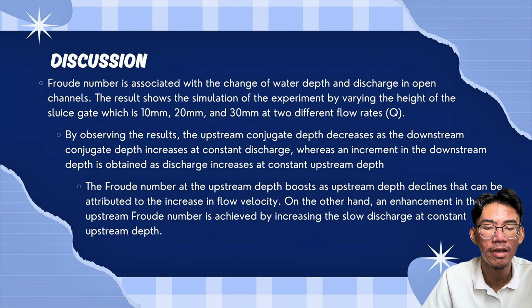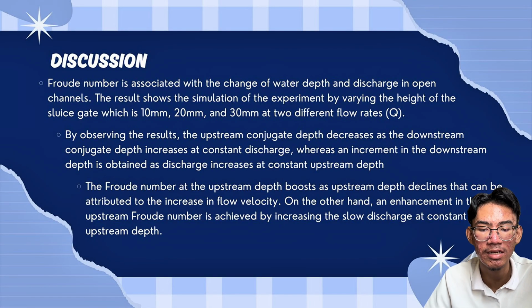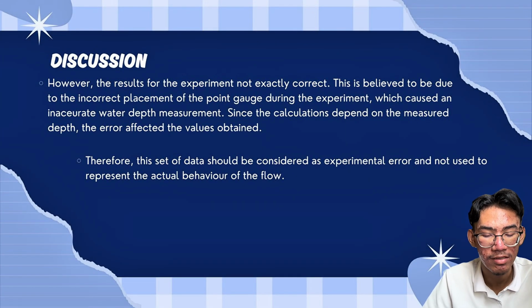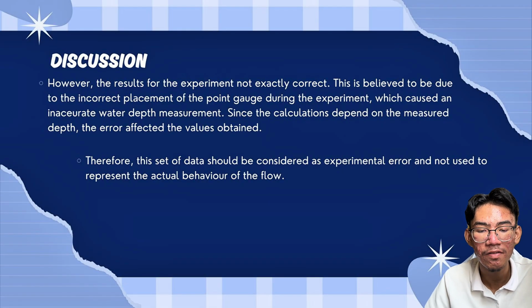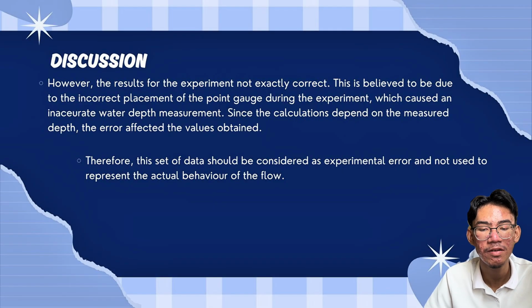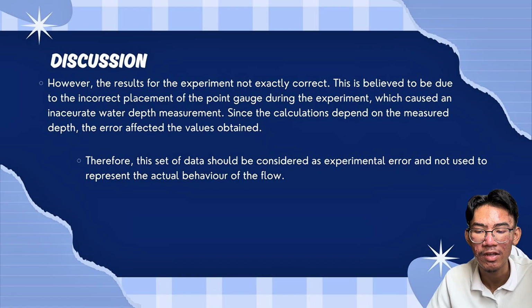The Froude number at the upstream depth increases as upstream depth declines, which can be attributed to the increase in flow velocity. On the other hand, an increase in upstream Froude number is achieved by increasing the flow discharge at constant upstream depth. However, the results for this experiment are not exactly correct. This is believed to be due to the incorrect placement of the point gauge during the experiment, which caused an inaccurate water depth measurement. Since the calculation depends on the measured depth, the error affected the values obtained.